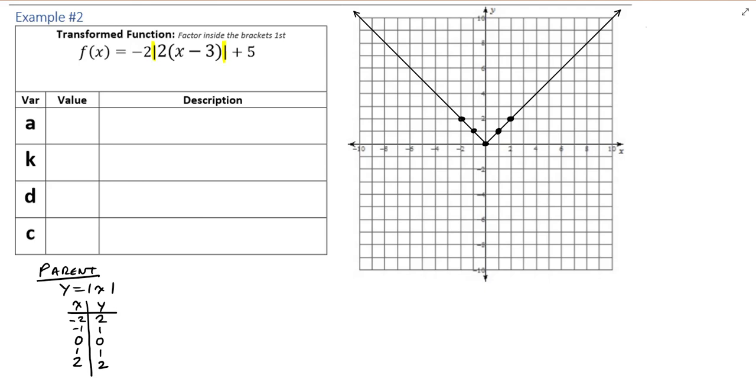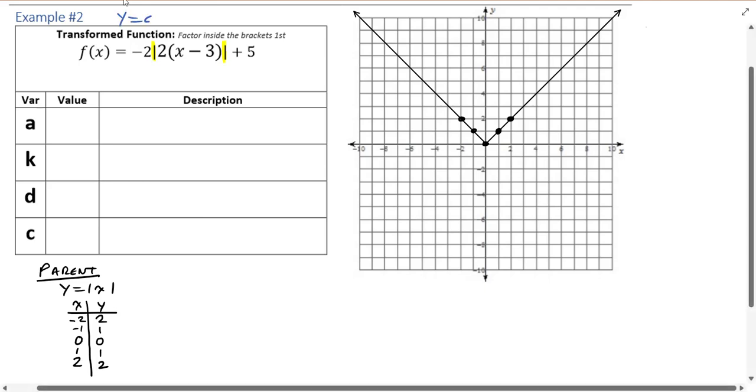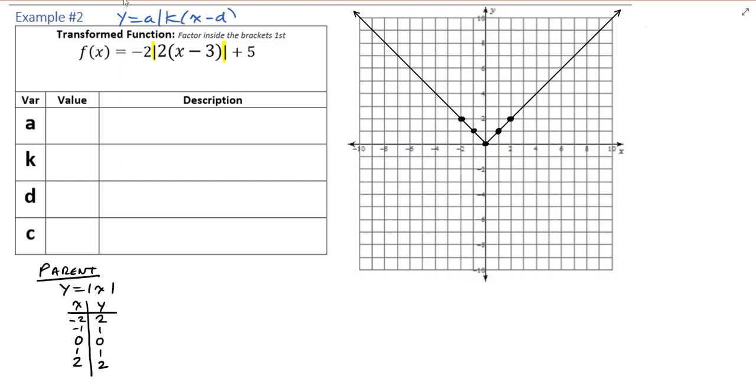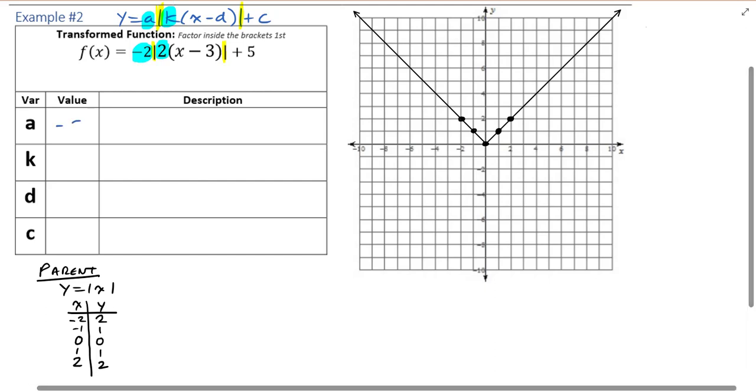So remember, we need y equals a, our function kx minus d plus c. All right, so that's our function for the absolute value function with all its transformations on it. So the a is easy to spot. It's out front, right? So there's our a, and our k's not too difficult to spot. It's inside the function. So note, when I say inside, I mean inside the absolute value. So the a is outside, the k is inside. So let's start with the a.